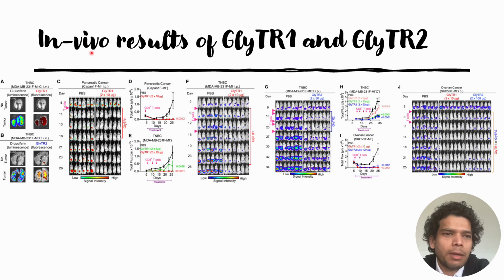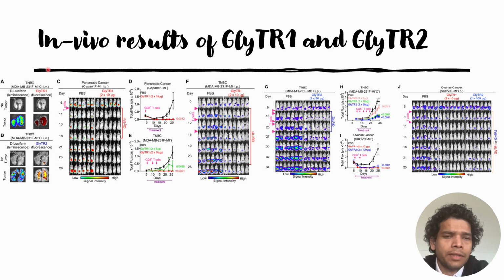In this video, we will discuss the in vivo results of GlyTR1 and GlyTR2 in a mouse model. One of the mice that they have selected for their studies is the humanized mouse, and the reason is that the antibody they have used in the BiTE, which is against human CD3, does not bind to the mouse CD3. That's why they have used humanized mice for their in vivo studies. Now let us understand the results that they have presented in this figure.